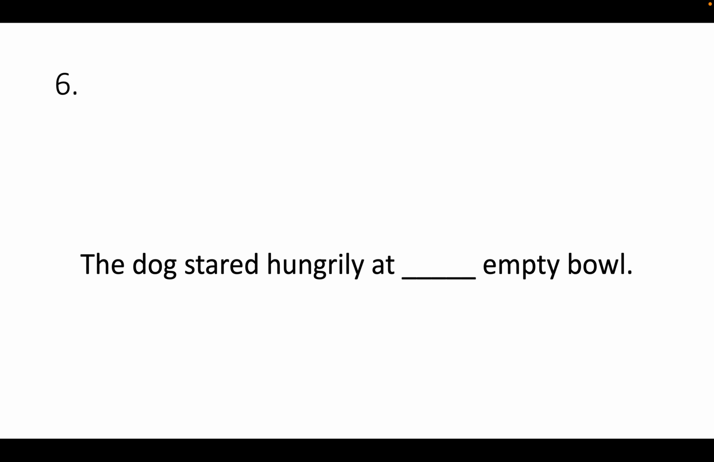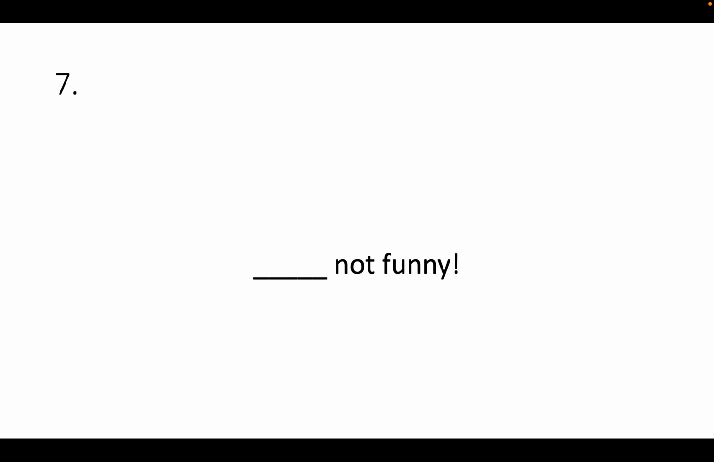Spelling six. The dog stared hungrily at its empty bowl. The word is its. Spelling seven. The word is its. It's not funny. The word is its.